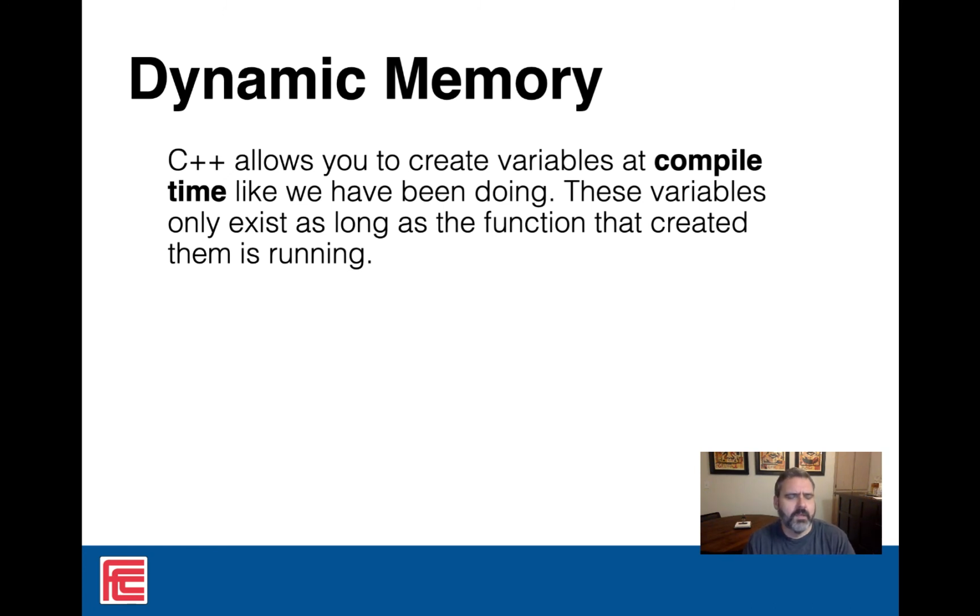Now, we're going to kind of combine these things a bit, which is to say, C++ allows you to create variables at compile time. Compile time means as you're programming, right? Like I can create an integer. I can create an album, favorite album, right? I can do whatever I want. These all happen at compile time. I can create the variables, they exist, bam, they're there.